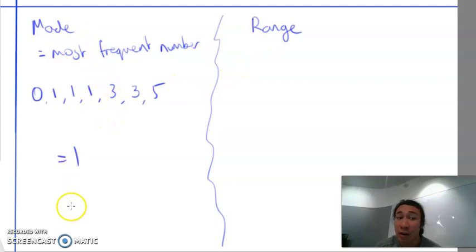There can be no mode. So if they all turned up once, there would be no mode. Or you can have 2 modes. Maybe there was 2 1s and 2 3s. You could say it's 2 modes or bimodal, and that there's 2 modes.